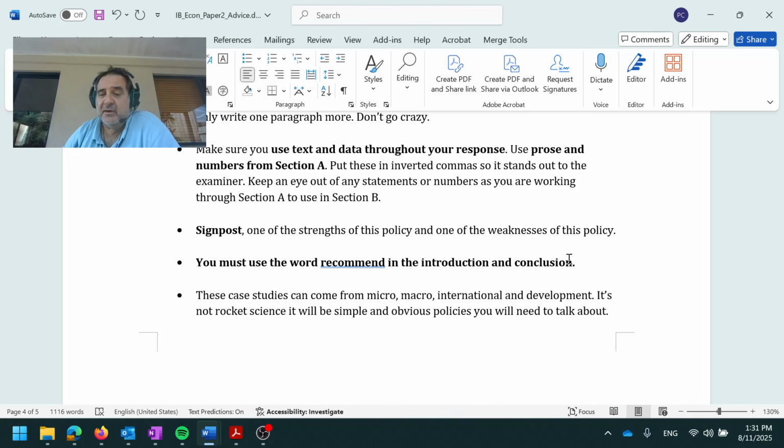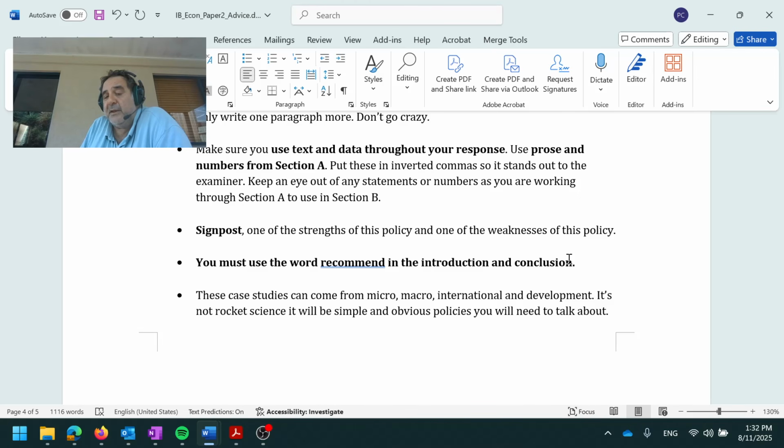Macro seems to be sneaking in there. If you look at the May paper, one of the questions was on the deflating economy in Japan, and the recommended policy there is actually trying to inflate the economy through expansionary monetary or fiscal policy. So again, macro seems to be sneaking into the case study there, and that could possibly be your recommend question.